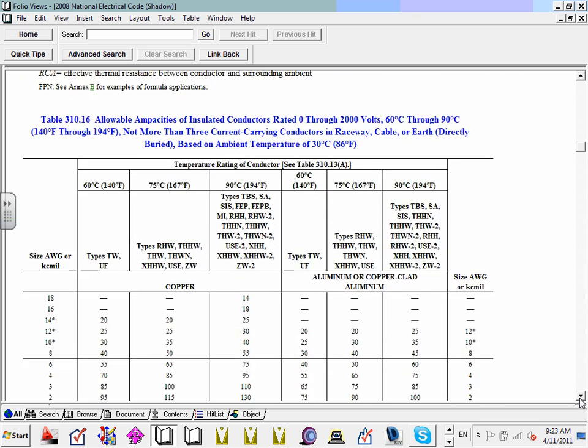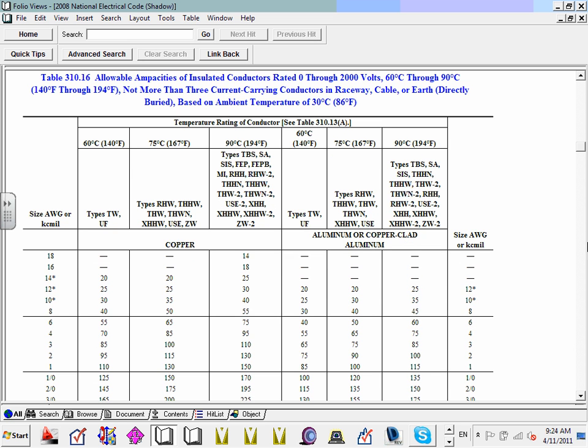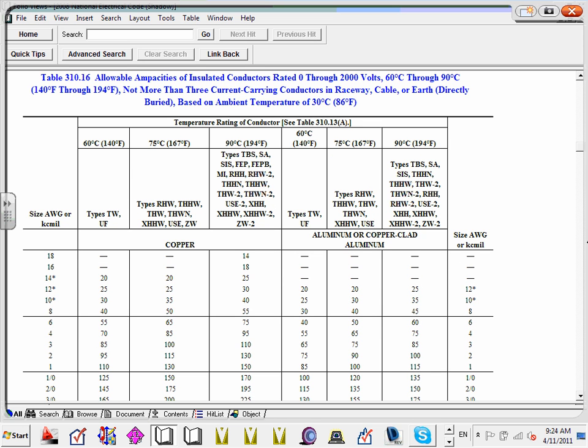Okay, 310.16. If you don't know 310.16, guys, it's too late to switch careers now. But I want to remind you for 310.16, a lot of people don't know that it goes all the way to 2,000 volts. I don't know how many of you have paid attention to this. It goes to 2,000 volts. Who cares? I had a class one time, guys.